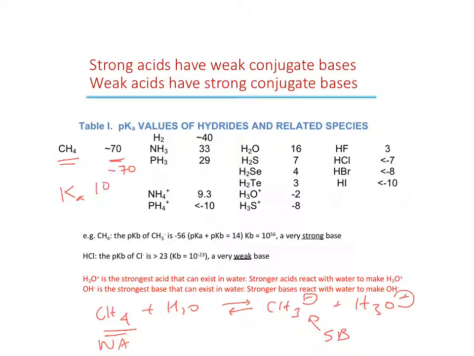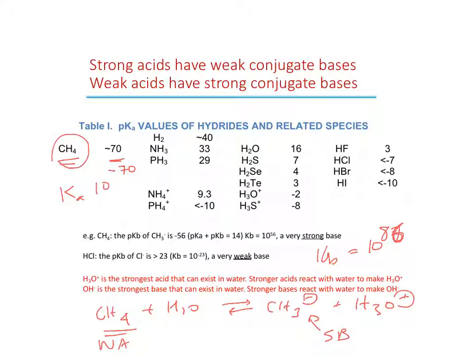I think the Kb is in the neighborhood of 10 to the 86th, something like that. Kb is around 10 to the 86th power. So methane is a weak acid, correspondingly CH3 minus is a very strong base.